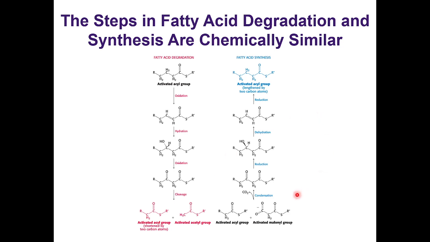Okay, so if we go the reverse here, this is going to be the fatty acid synthesis. What we're going to see is that we're going to start with the activated acyl group. We're going to then take the activated malonyl group. Note that these are not direct analogs of each other. So you start with slightly different reactants here, okay?